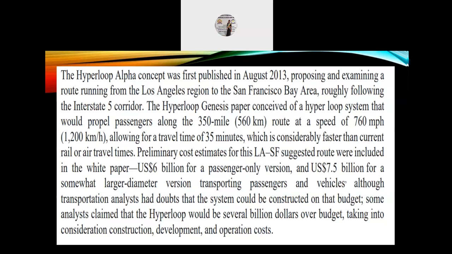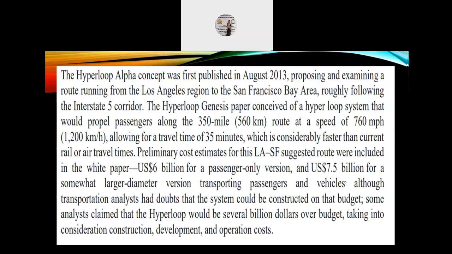Preliminary cost estimates for this LA-SF suggested route, LA being Los Angeles and SF being San Francisco, were included in the white paper: US$6 billion for a passenger-only version and US$7.5 billion for a somewhat larger diameter version, transporting passengers and vehicles.